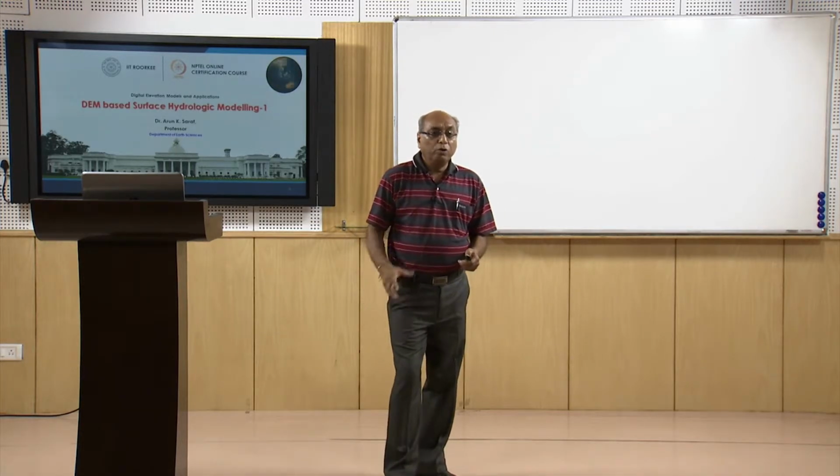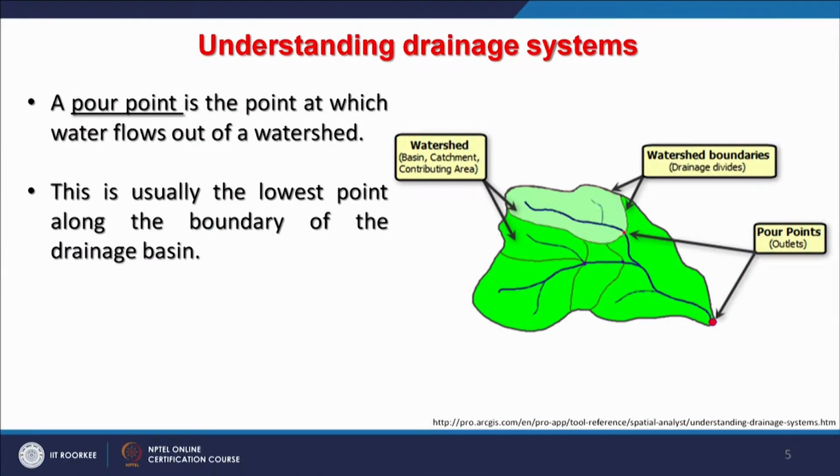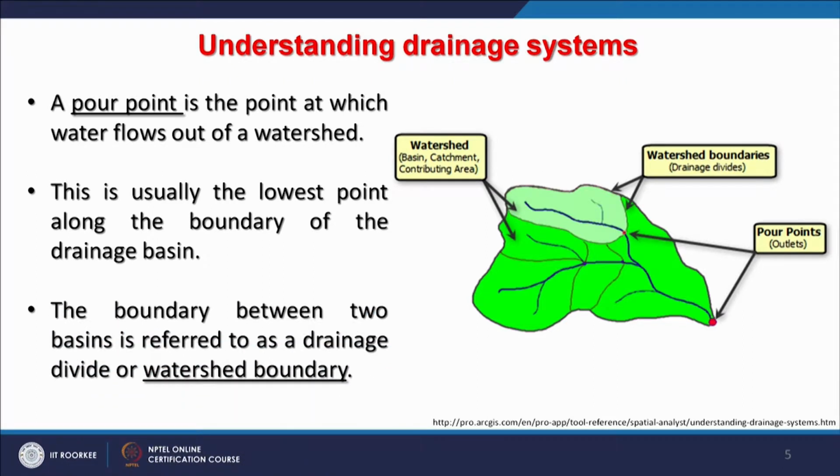So, again, as we have discussed, the pour point is where the water will come out, along with whatever sediments and other things come. And this is usually the lowest elevation point along the boundary of a drainage basin. It may not be exactly the lowest point within the watershed, but it is at the boundary of a drainage basin or watershed.